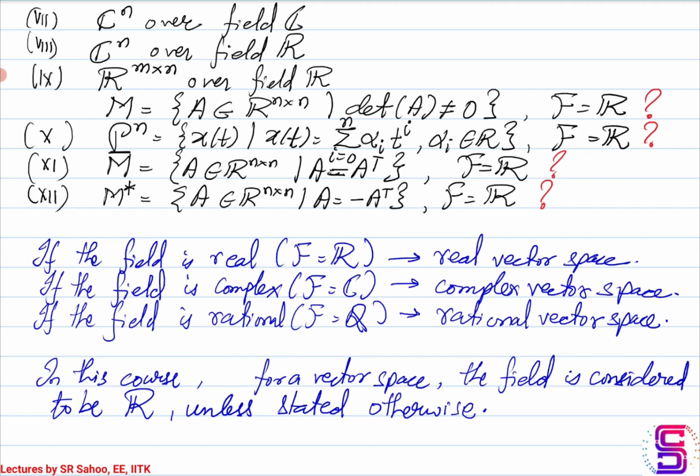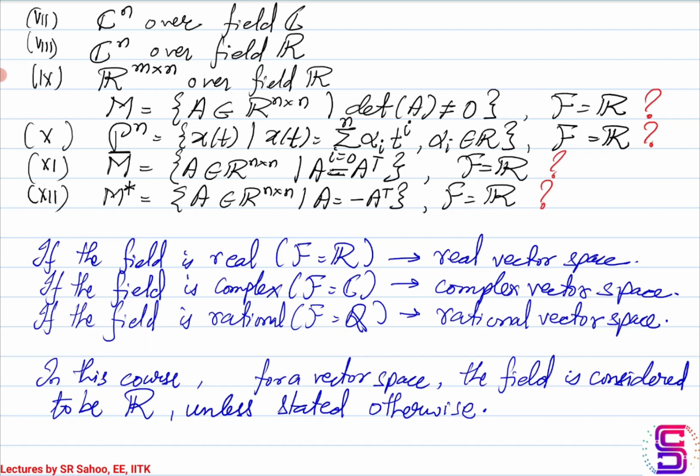The next example is the set of n cross n real matrices which are symmetric. Is this set of n cross n real symmetric matrices a vector space over the field F, which is the set of real numbers? Similarly, is the set of n cross n skew symmetric matrices a vector space over the set of real numbers, which is the field for this particular set? So please do verify these.